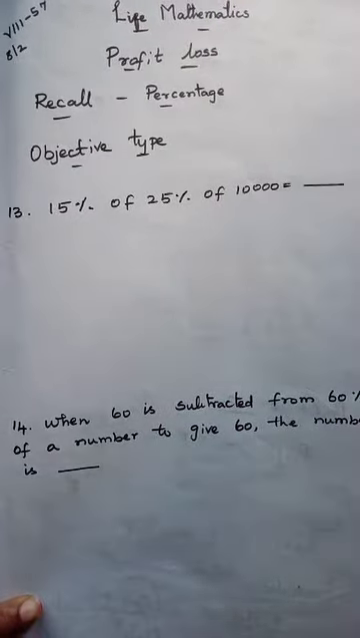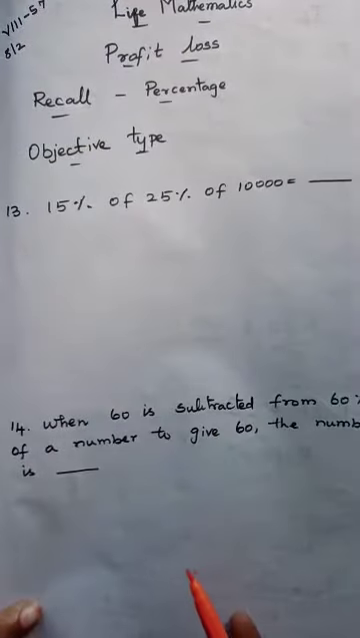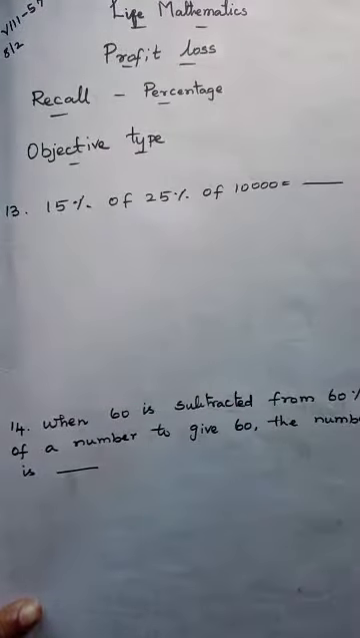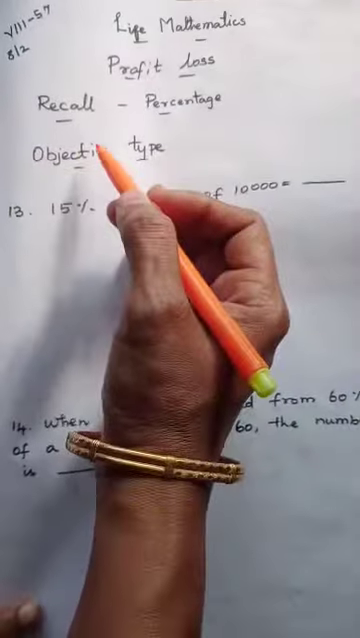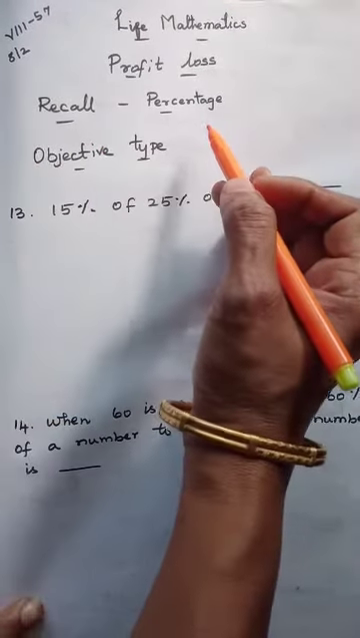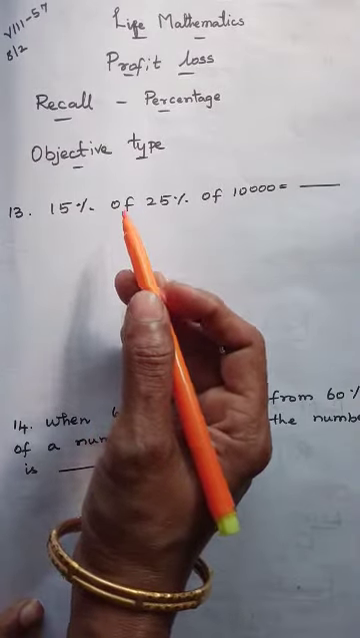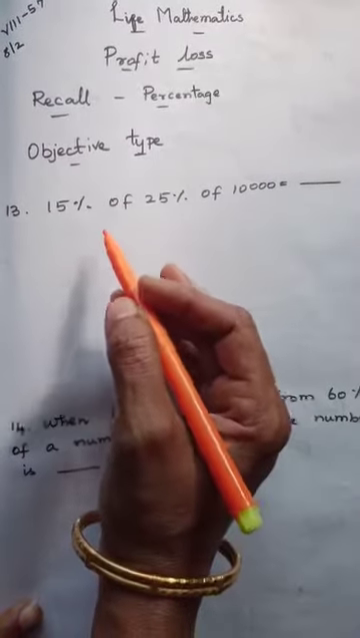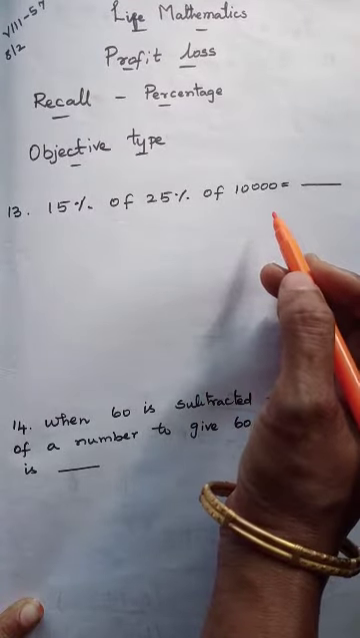Today we are going to see the fourth chapter, Life Mathematics. In this we are going to see profit and loss. In the last class we have seen percentage. We shall recall that. Objective type question, 13th one: 15% of 25% of 10,000.